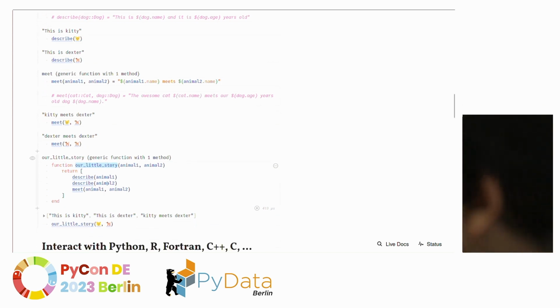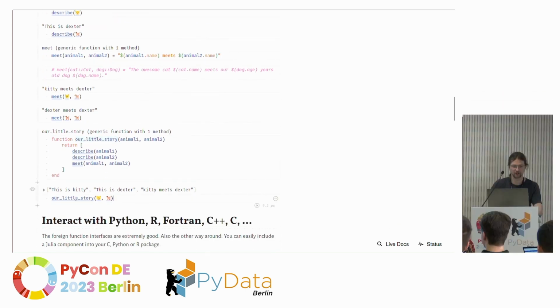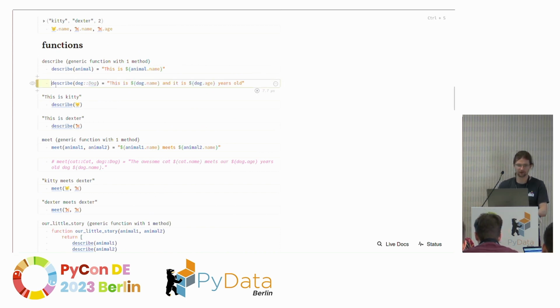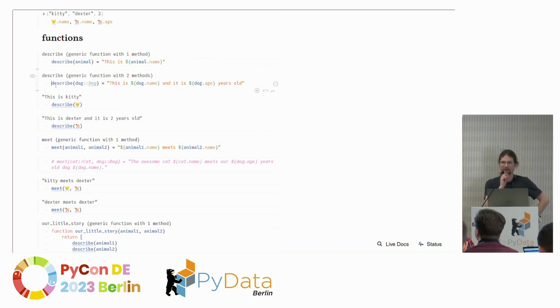And the nice thing about Julia now, so here this is our little story. This kitty is Dexter, and kitty meets Dexter. The thing Julia gives in addition is that we can overload functions anywhere we want. I have uncommented a couple of lines here, and if I now add this extra function, I have a special function which only works for dogs. So this is the double colon here, specifying the type. Now we know this is a dog, so we also have the name and the age, and can give a little bit more description here.